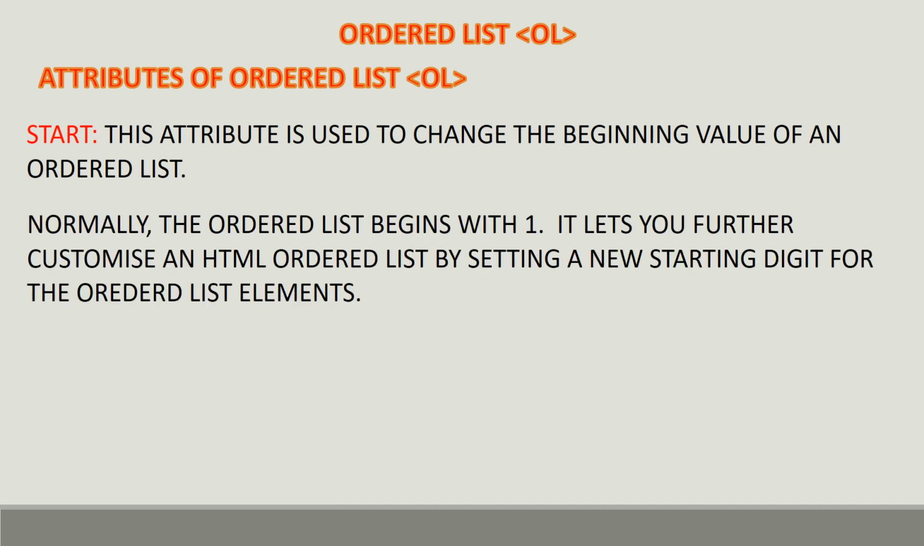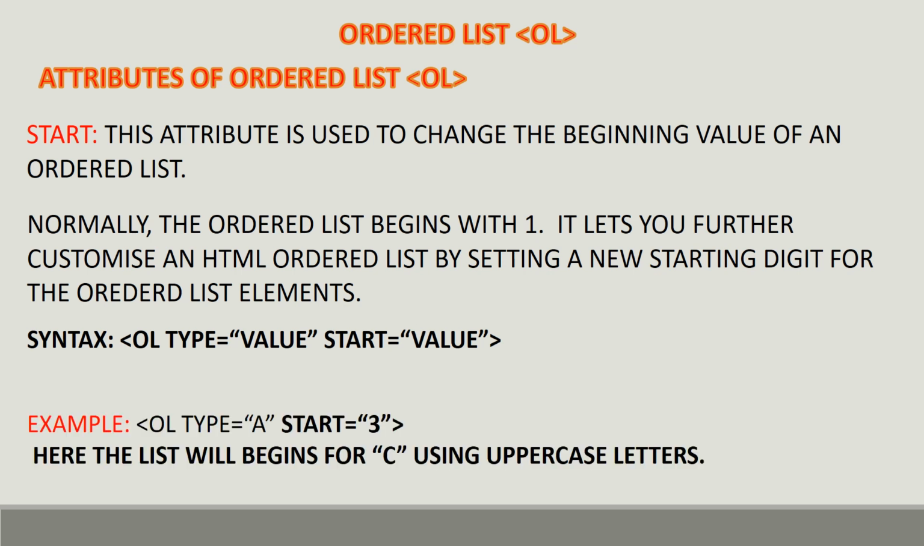Fine. So normally the ordered list begins with 1. It lets you further customize an HTML ordered list by setting a new starting digit for the ordered list element. So here OL type value, meaning in the type you are going to write A and the value from where you want to start. Like the example given, OL type A start 3. So here the list will begin with C.